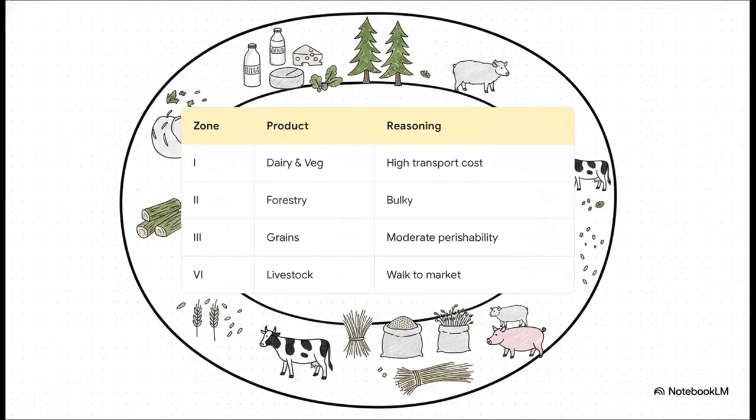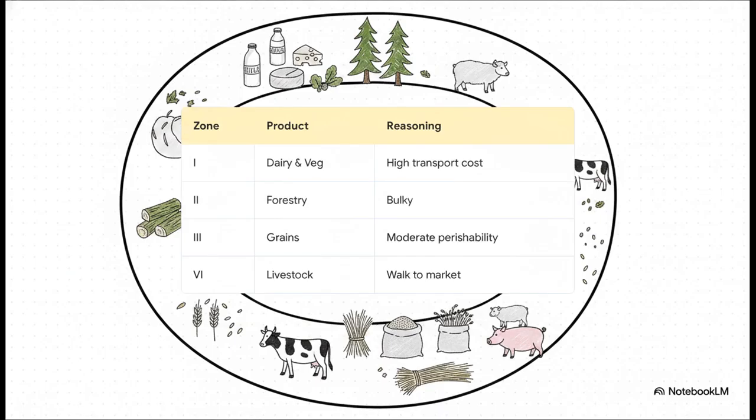Operating on those very strict assumptions, he visualized agriculture as a series of perfect concentric rings wrapping around that central city. And the logic he used for these zones is actually quite beautiful. Right next to the city, in Zone 1, you've got dairy and market gardening. Why? Well, because milk and fresh veggies spoil super fast and are expensive to transport quickly.